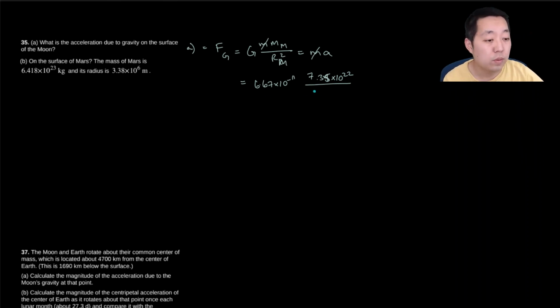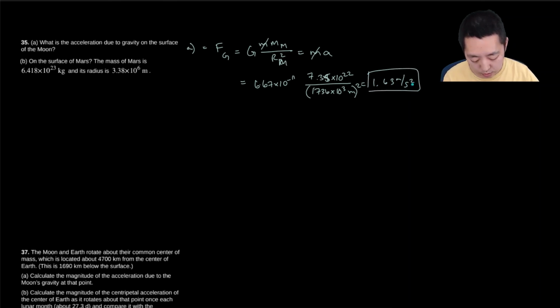What is its radius? I have it in miles, but I don't want it in miles. I want it in meters. Polar radius, 1736 times 10 to the 3 meters. It should come out to be about 1/6 of Earth's gravity. That's the number I remember. Squared. All of this was supposed to be squared. 1.63 meters per second squared. If I multiply that by 6, yeah, it's about 9.8.